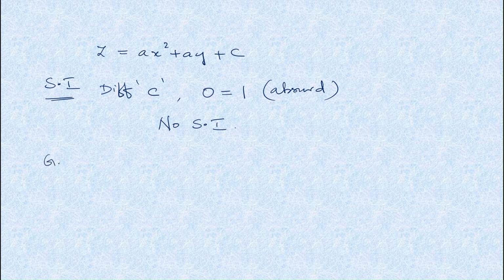Next is the general integral. For the general integral, we have to consider the arbitrary constant c as a function of another arbitrary constant, f of a, and then we have to differentiate partially with respect to a, and then by eliminating a we obtain the general integral. This we can find out by the usual technique.